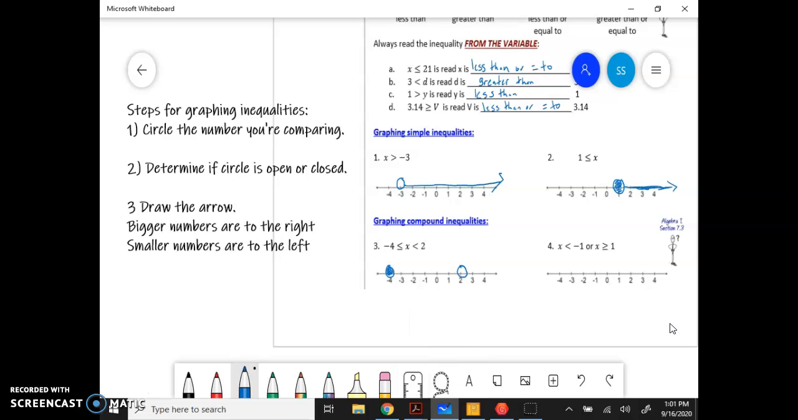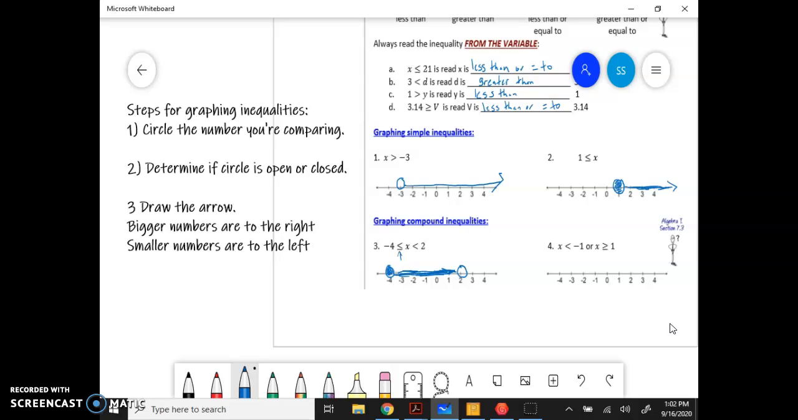Now for this one, the mouth is eating the x, so x is bigger than -4, so we're going this way. And then on the other side, x is less than 2, so here it would be going this way. So basically what this is saying is that x can be any number from up to and including -4 all the way up to 2, but not including 2. Okay, last one, and then you can work on some practice problems.